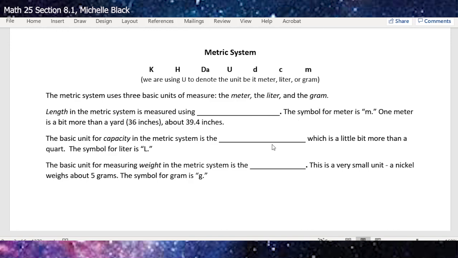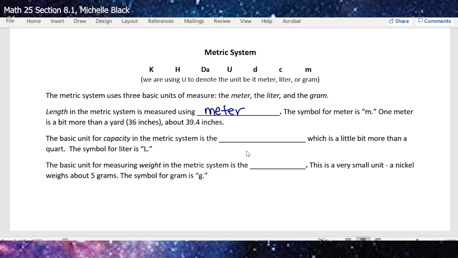Length in the metric system is used by measuring meters. So the metric system measures length using the meter. The symbol for meter is M. 1 meter is a bit more than a yard.